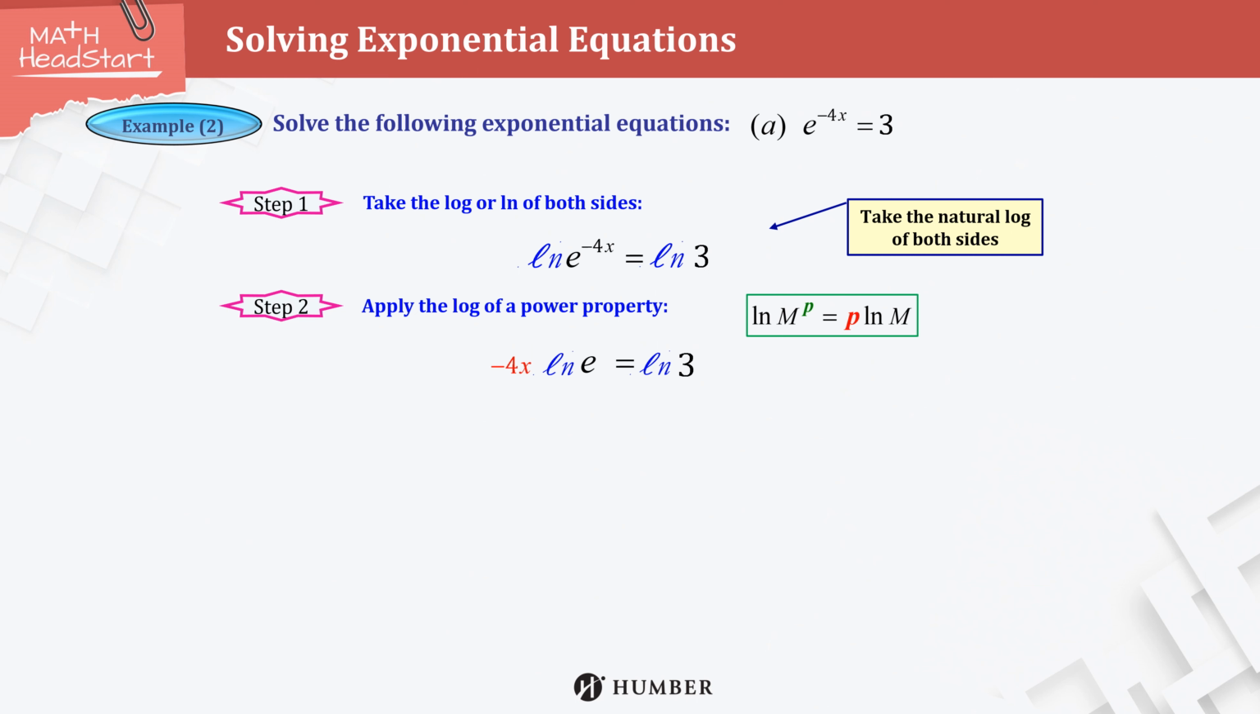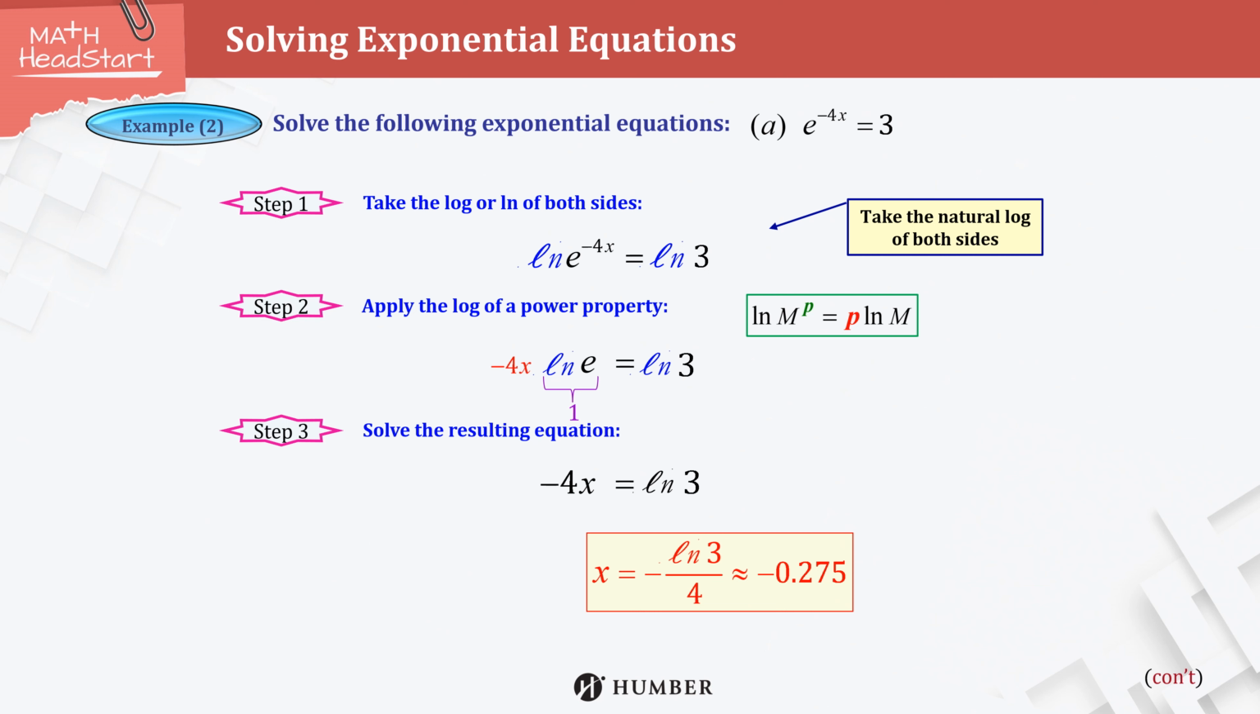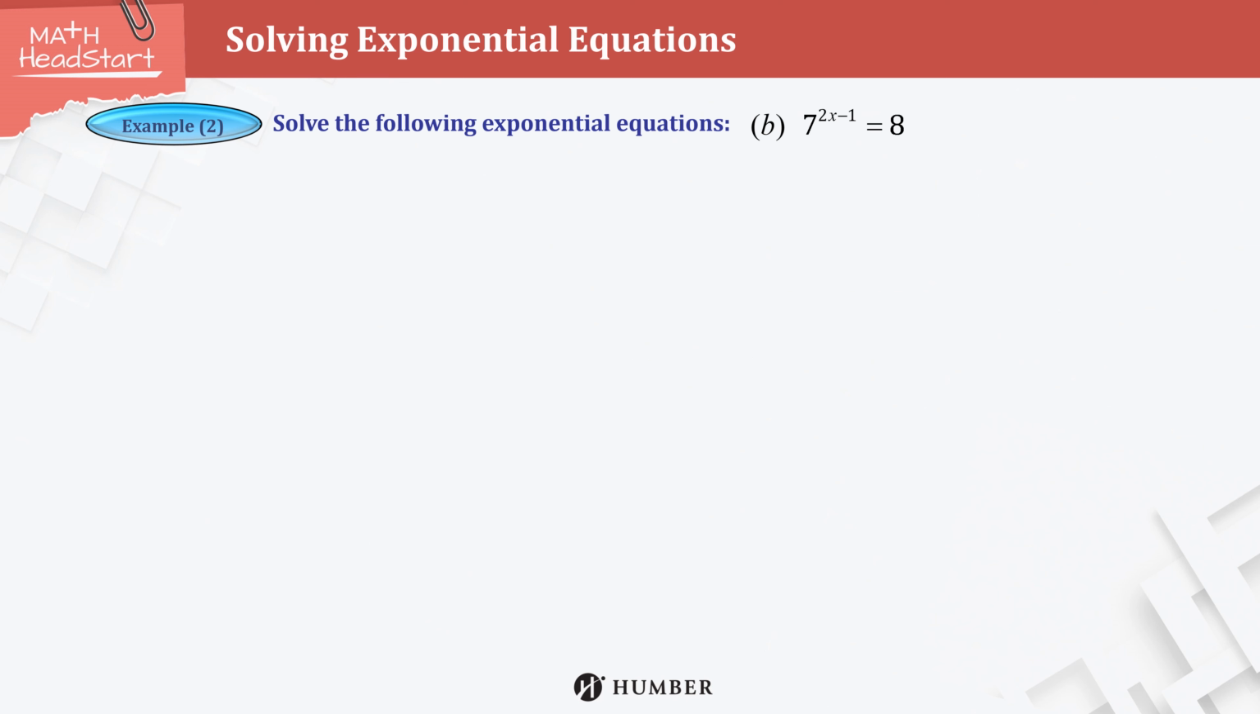Finally, we solve for x. Since ln e is 1, we can rewrite the equation as negative 4x equals ln of 3. Divide both sides by negative 4 to get x equals negative ln of 3 over 4, or approximately negative 0.275.